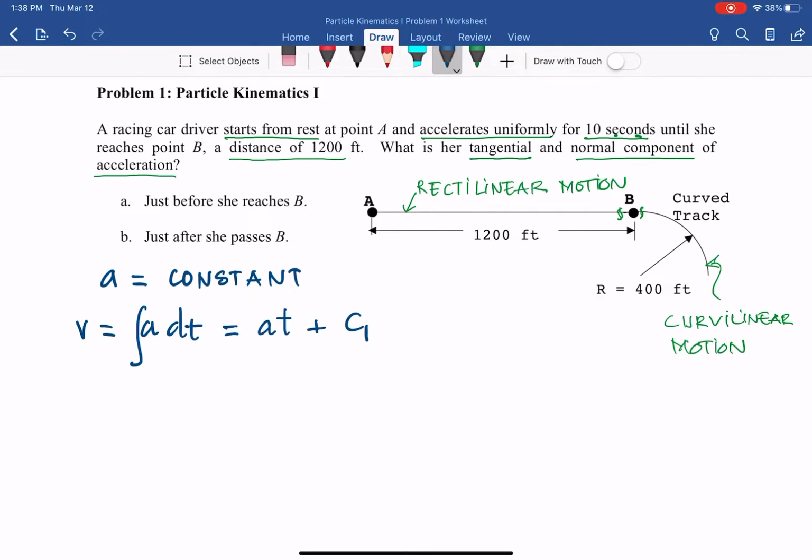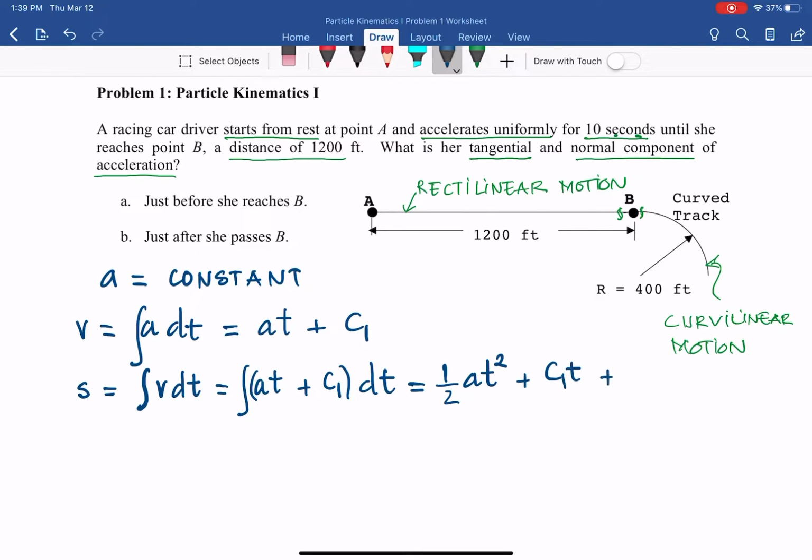Then if we take another integral, we get the distance s, which is what we are looking for, because they give us the distance between A and B as 1200 feet. So s equals the integral of v dt, and replacing v with at plus c1, and a again being constant, it will be one half a t squared plus c1 t plus another constant c2. The constants c1 and c2 we will get from the initial conditions.